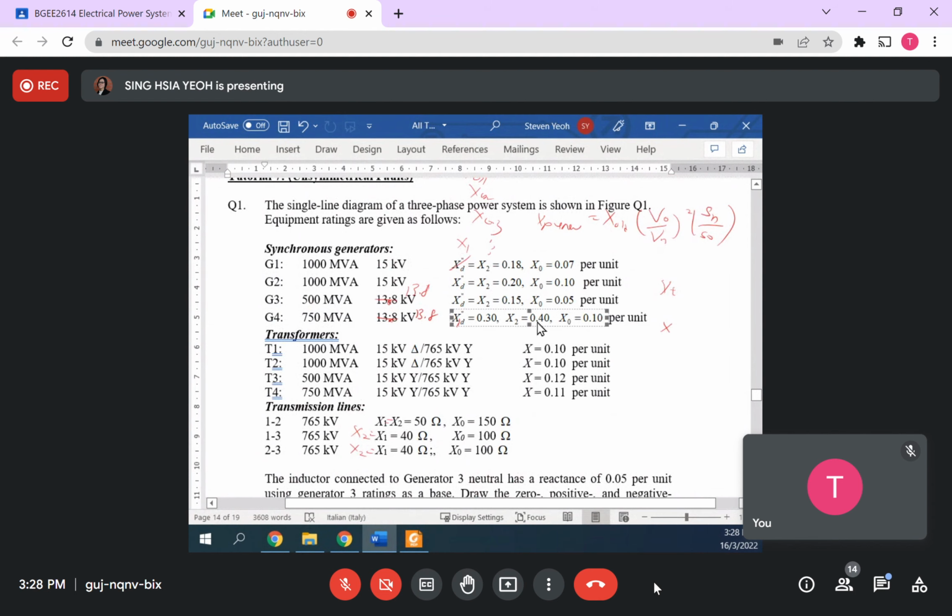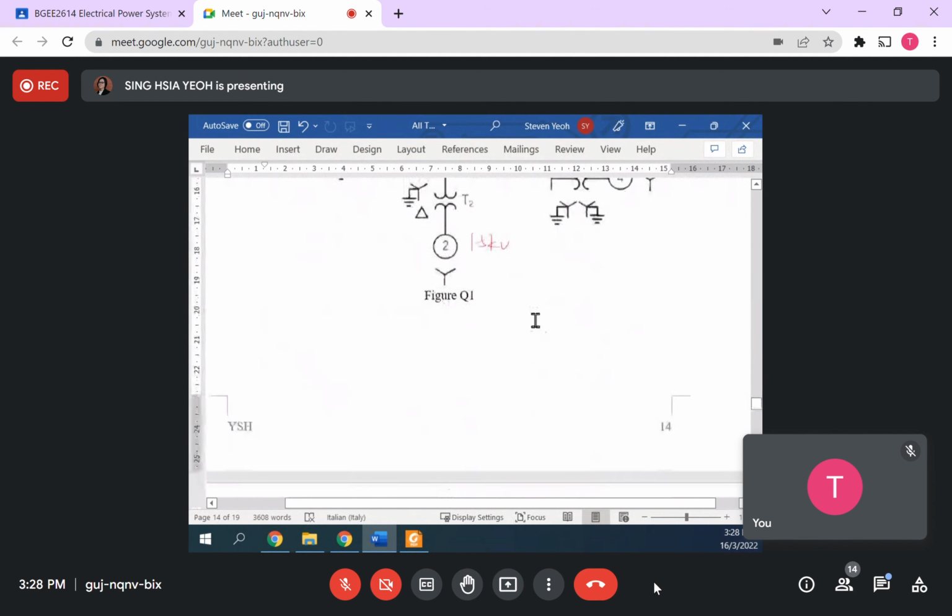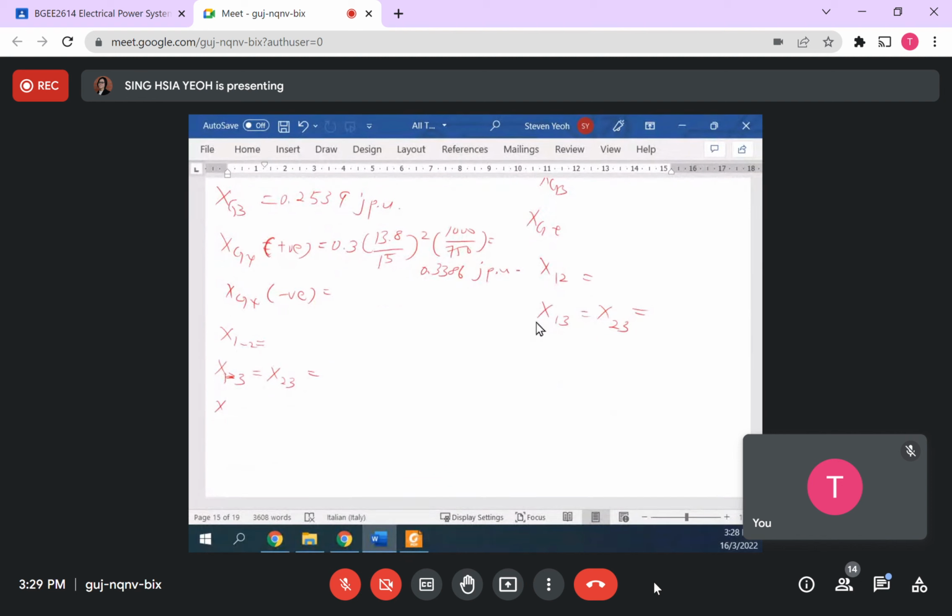So instead of 0.3, now you need to put in 0.4. Okay, I think it's Kibun's question, right? Kibun, okay, 0.4, then 13.8 over 15 to the power 2, and 1000 divided by 750. Can you all see? Then, oh, the answer is a bit messy. 0.414514 jpu.